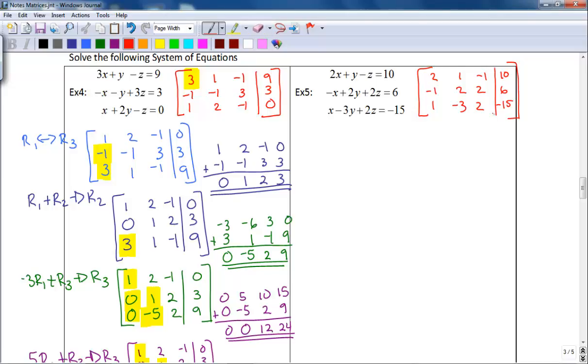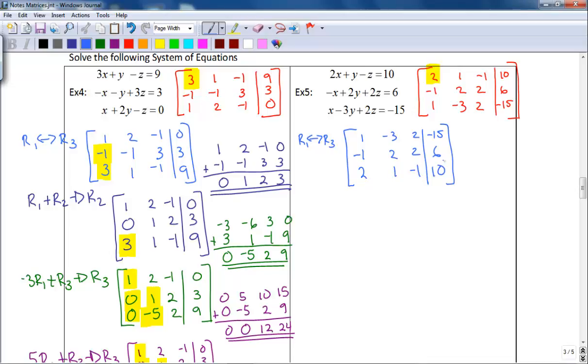Well, I need a 1 in this position. Well, if I look here, row 3 already has a 1 in that position, so I can start by interchanging rows 1 and 3. So let's interchange row 1 with row 3. This now becomes 1, negative 3, 2, and negative 15. Row 2 is negative 1, 2, 2, and 6. And row 3 is 2, 1, negative 1, and 10.